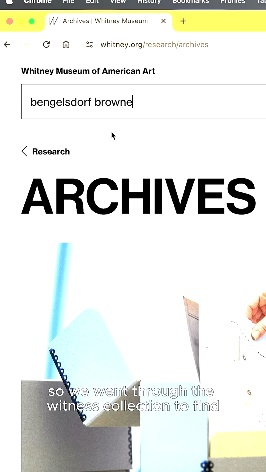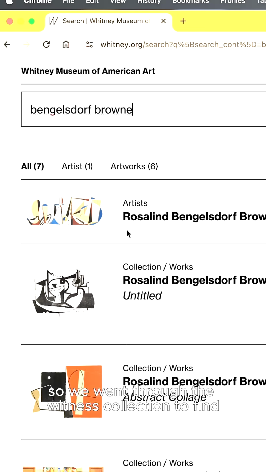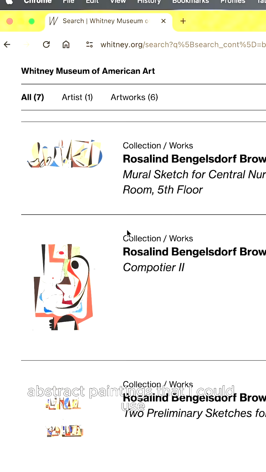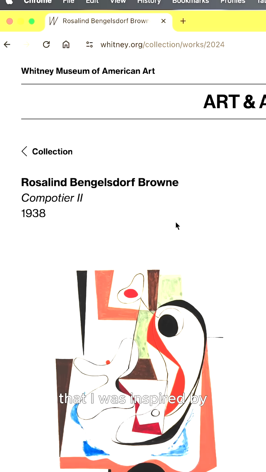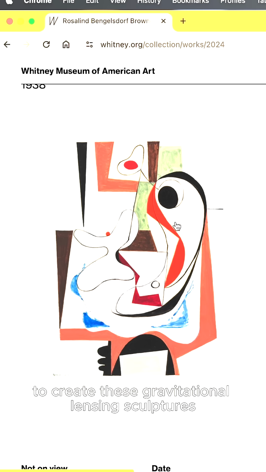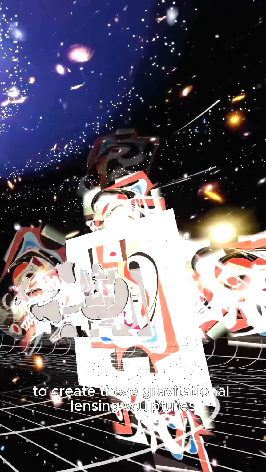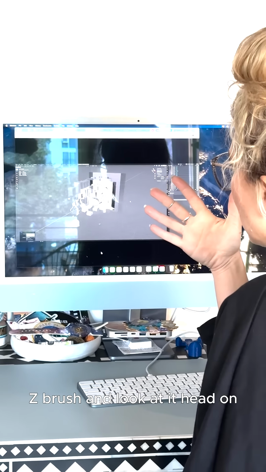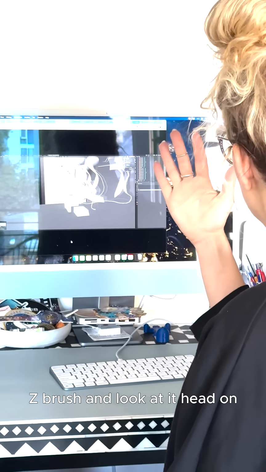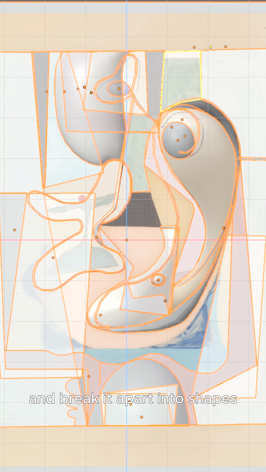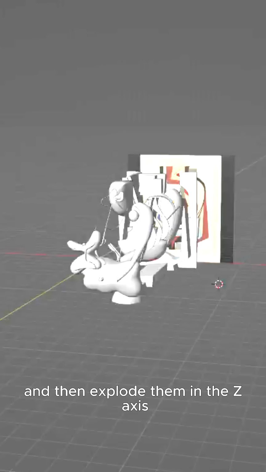So we went through the Whitney's collection to find abstract paintings that I could use, that I was inspired by, to create these gravitational lensing sculptures. My vision was that I would take the painting into ZBrush and look at it head on and break it apart into shapes and then explode them in the Z-axis.